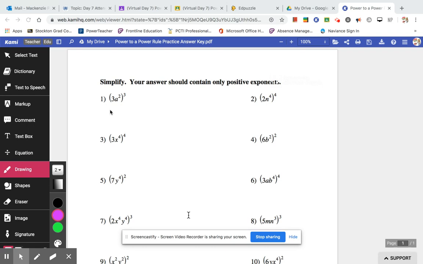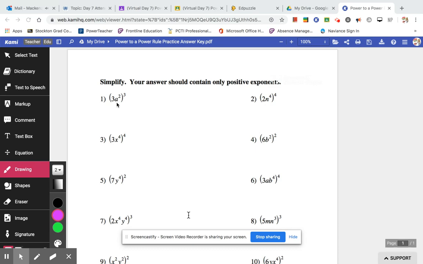So if we take a look at number 1, this is a problem where we have a coefficient, this base a, an exponent 2, and we have 3 on the outside of all of that. So we know that when we have an exponent outside the parentheses, we're going to use the power to power rule.